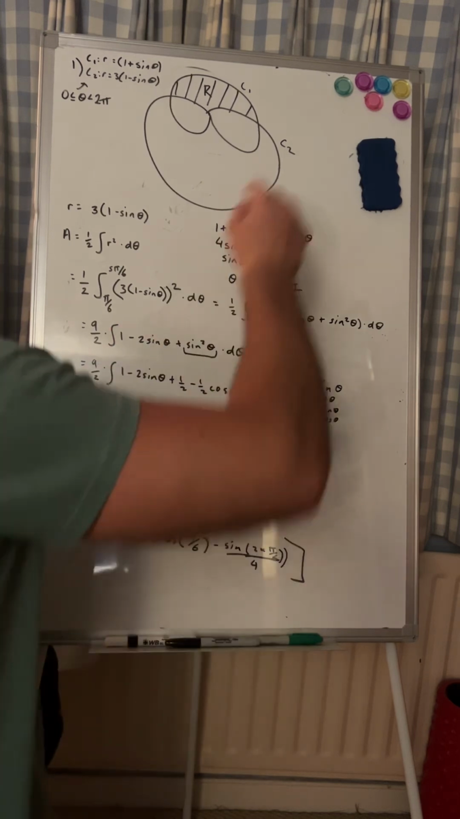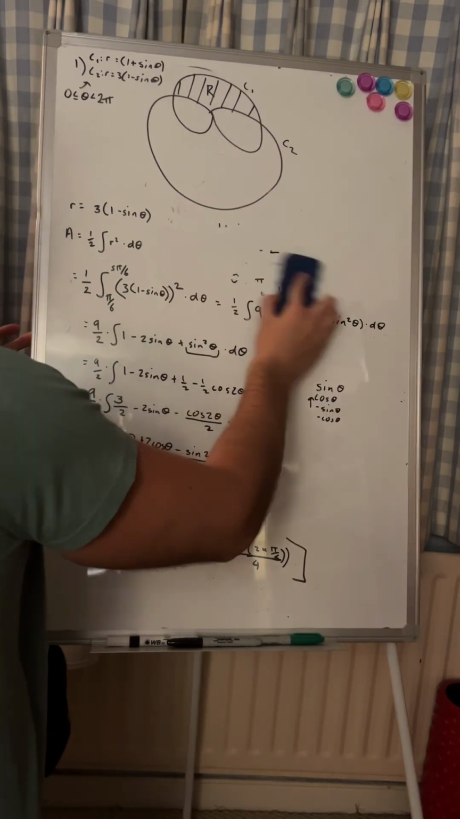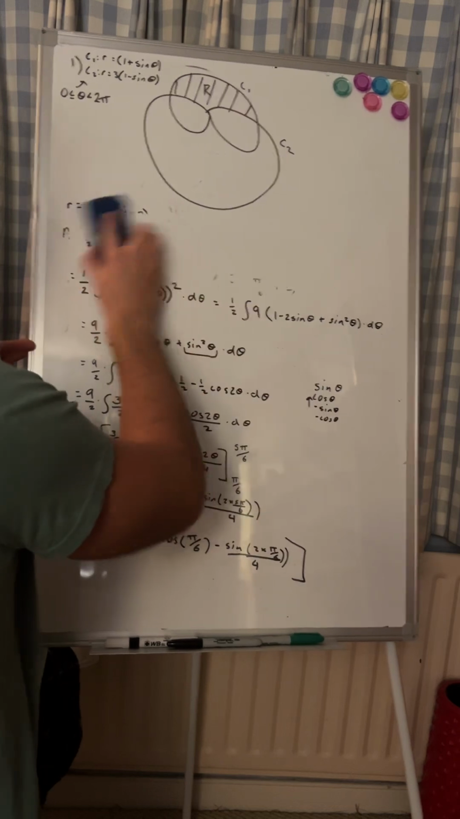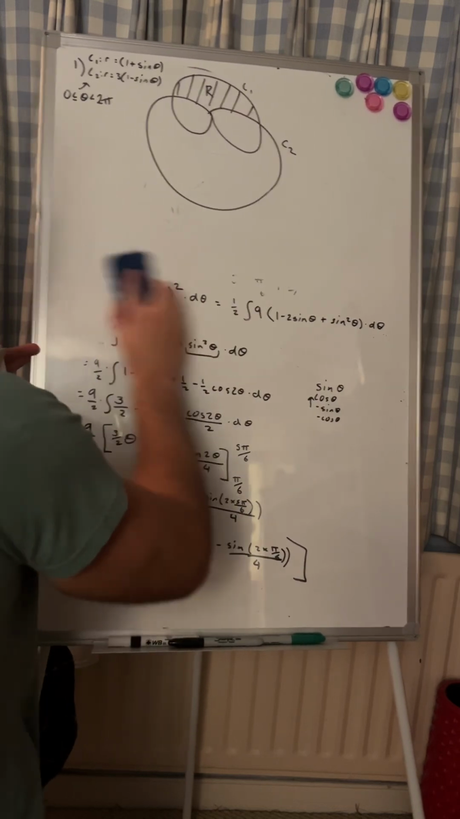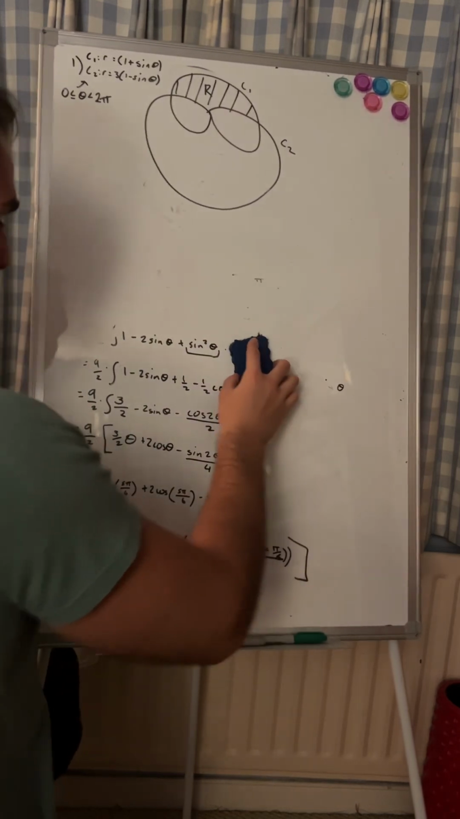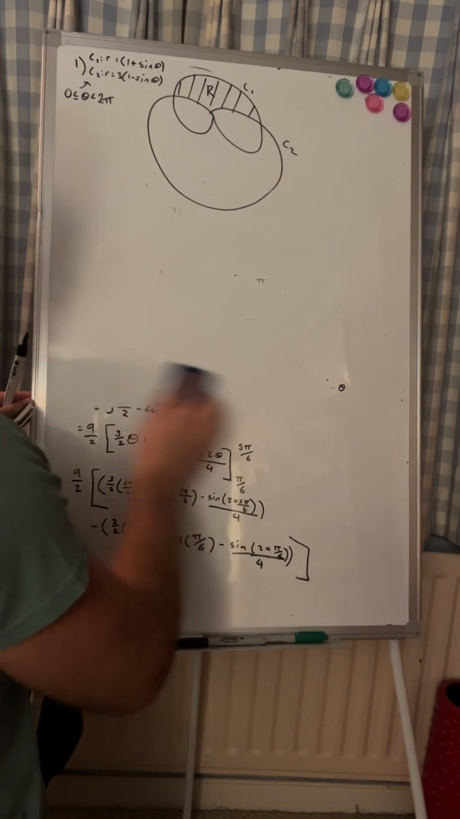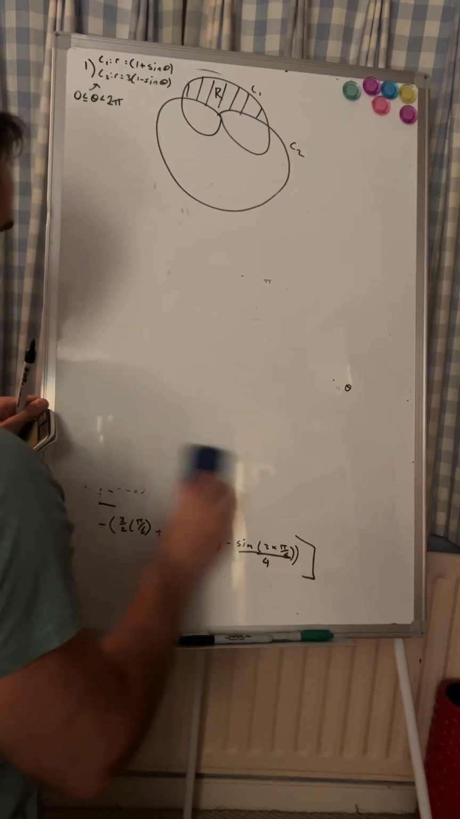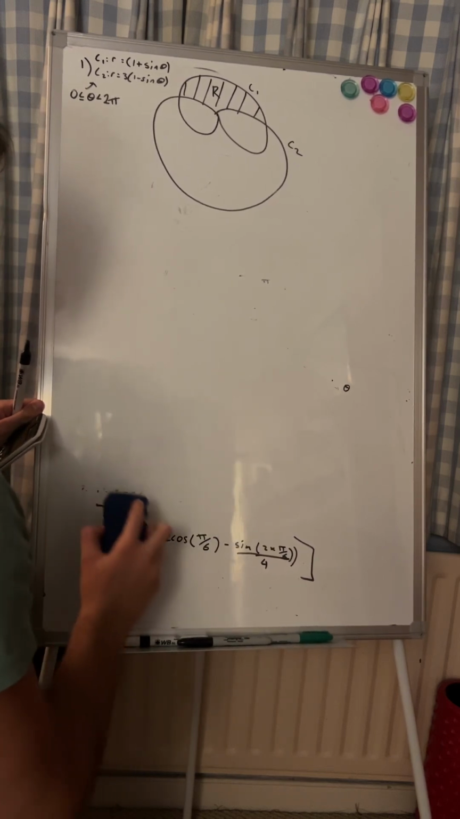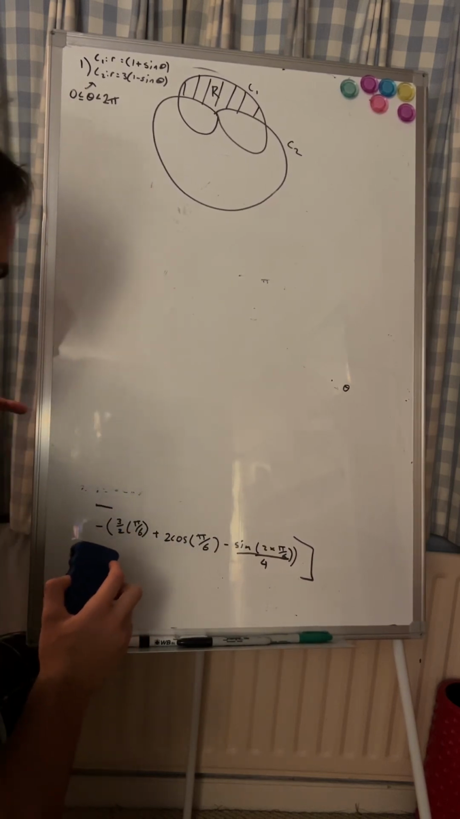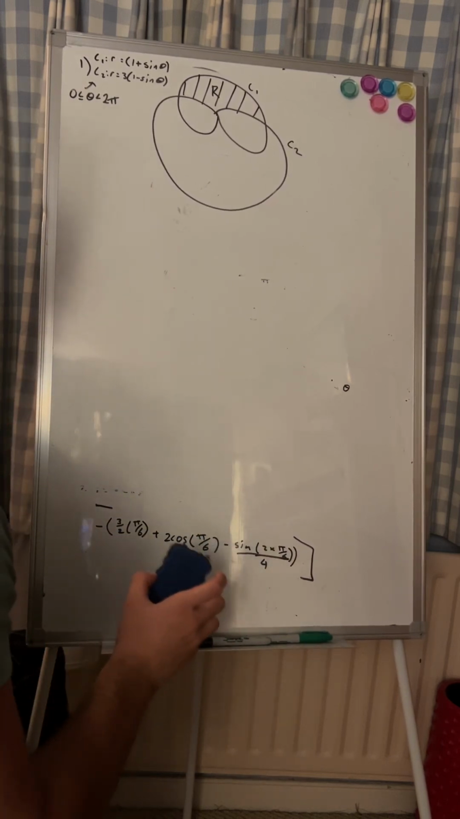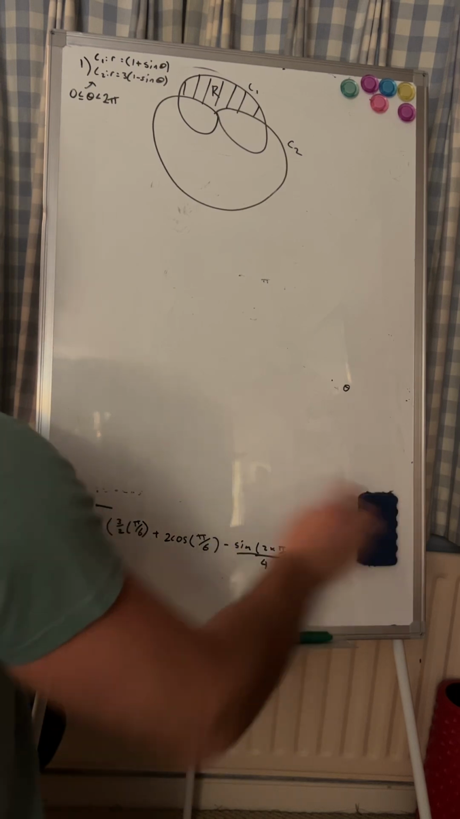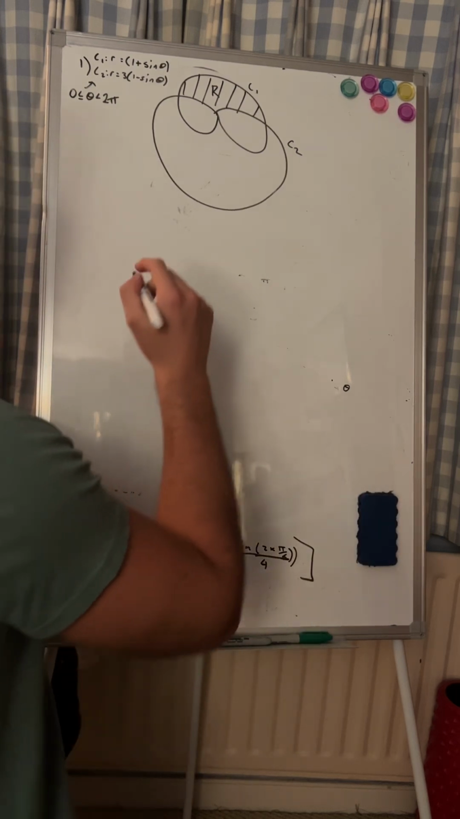So we're going to rub out everything we've ever written. By the way, I'm not going to do it all in this one. I'm just going to work out the area of C2, and then in the next part I'm going to work out C1 and then take them away from each other. But maybe you can do that on your own. Oh no, I just rubbed it out. Well, let's remember what it was.